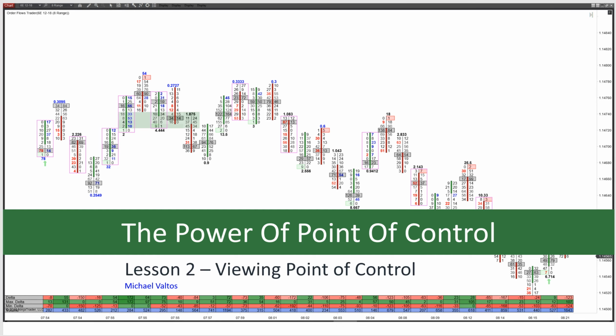I have my own volume footprint chart called the Order Flows Trader, which has enhanced point of controls on it, which I'll talk about a little later, but I don't want to make this a video about my tools. I just want to talk about the different ways to view point of control. And again, if you feel point of control can really drastically help your trading, then definitely you want to upgrade to more tools for trading.